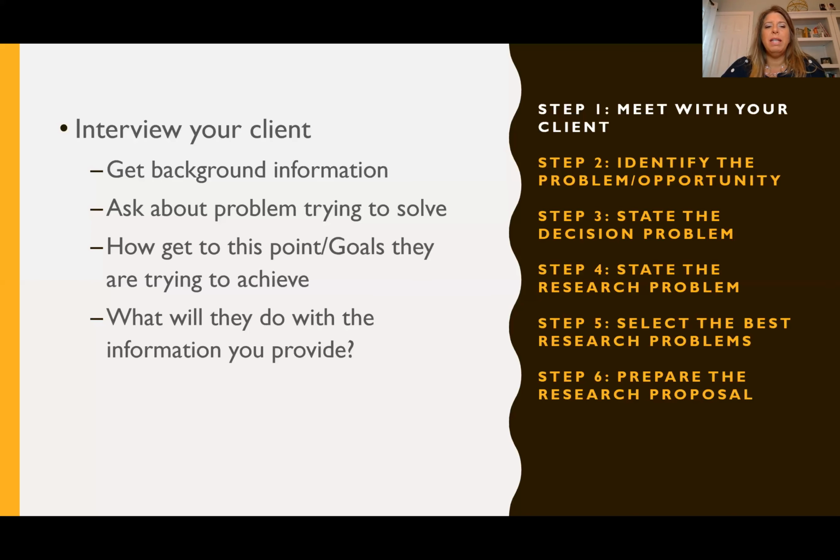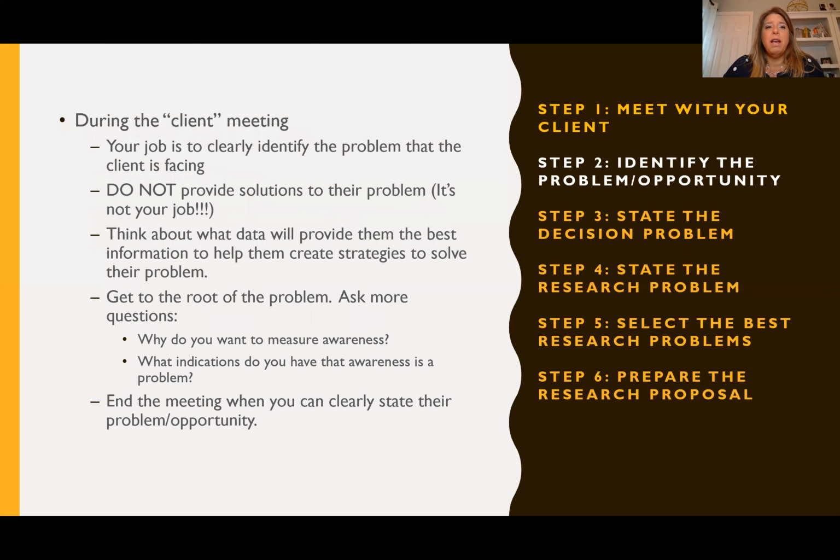And last but not least, you want to know what they're going to do with the information that you provide to them. This is really important, because if they're going to be taking this back to create products or to make decisions for the organization, you want to know how they're going to use the data so that you can help formulate research problems that will provide them with that information in a format that they can use. Okay, so that's step one, meeting with your clients.